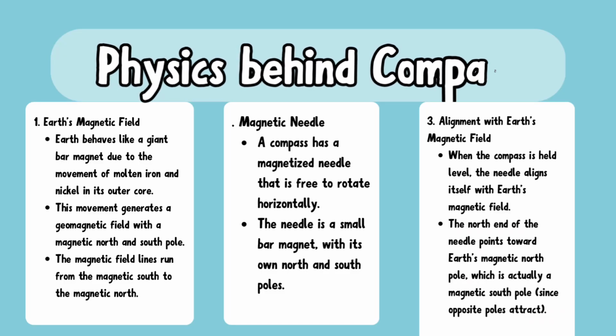Physics behind the compass. First, Earth's magnetic field. Earth behaves like a giant bar magnet due to the movement of molten iron and nickel in its outer core. This movement generates a geomagnetic field with a magnetic north and south pole.